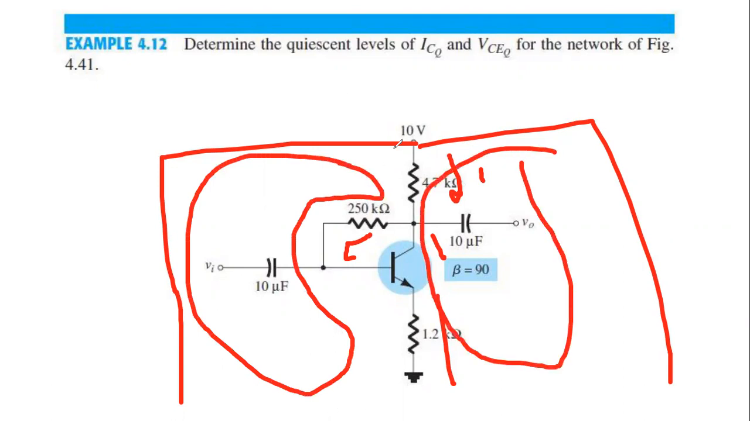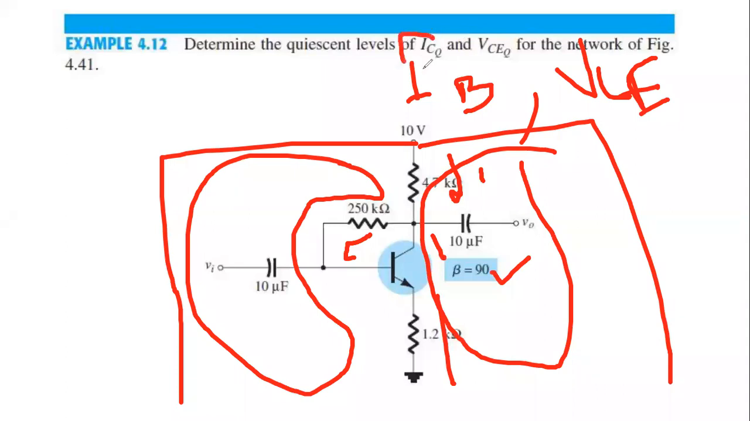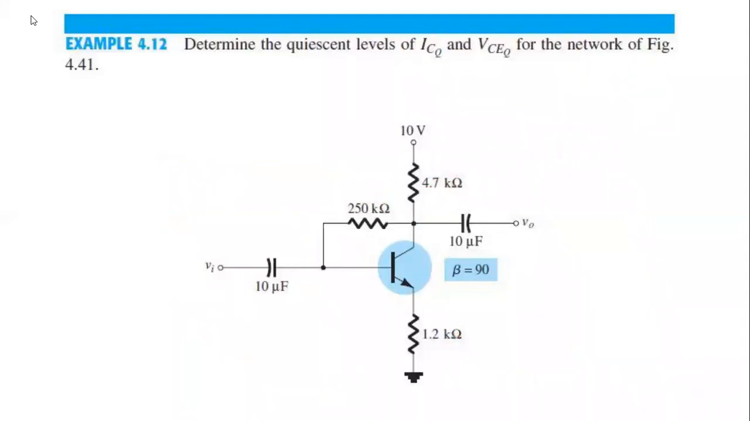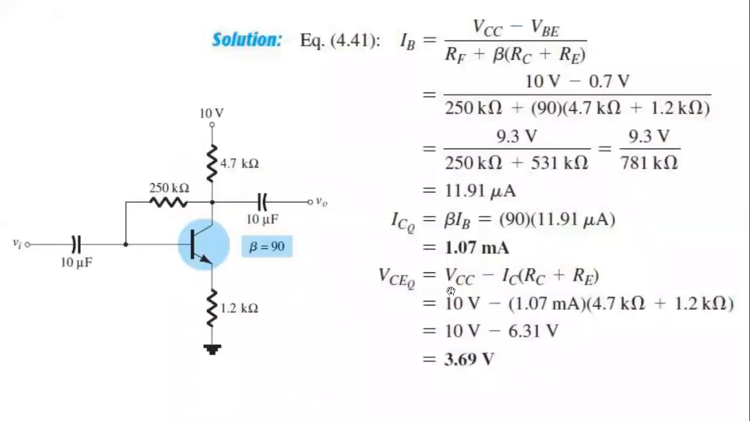So you apply KVL, you find the equation for IB, and then the equation for VCE. If you find IB, and beta is given here, beta equals 90, you can easily find IC, because IC equals beta times IB. So I will go to the next slide and show you how it is solved.